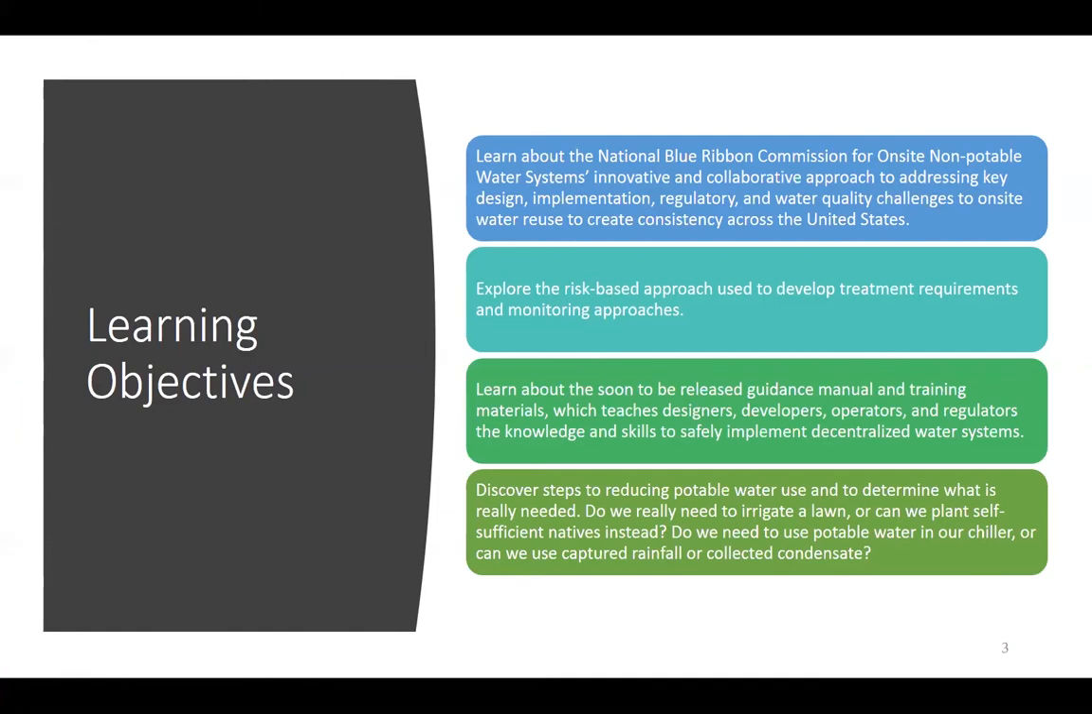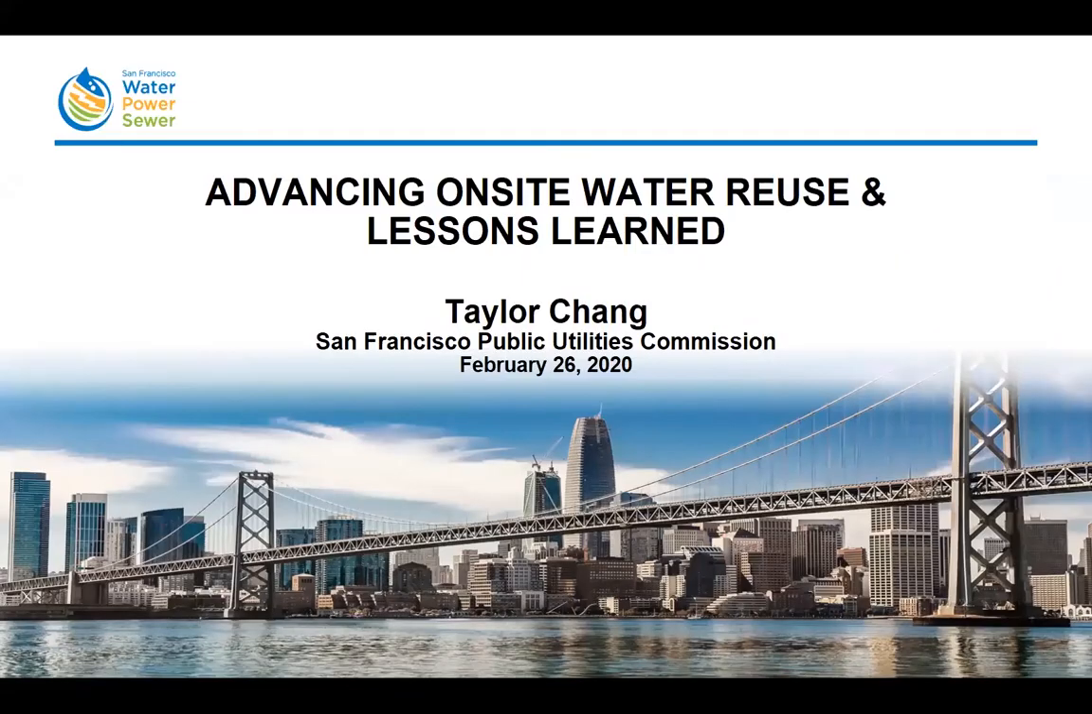The third is to learn about a soon to be released, which is actually released now, guidance manual and training modules, which teaches designers, developers, operators, and regulators the knowledge and skills to safely implement decentralized water systems. And then lastly, discover the steps to reduce potable water use and to determine what is really needed. Do we really need to irrigate a lawn, or can we plant self-sufficient natives instead? Do we need to use potable water in our chiller, or can we capture rainfall or collected condensate? So let's get into it.